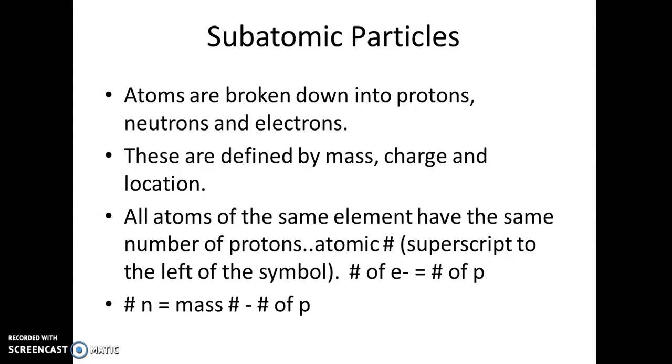Now, the number of electrons is equal to the number of protons, which basically states that the number of negative charges is equal to the number of positive charges. And hopefully you could surmise that means that atoms would be neutral. The number of neutrons is equal to the mass number, the atomic mass number, minus the number of protons. Now, the number of neutrons can vary within an atom.